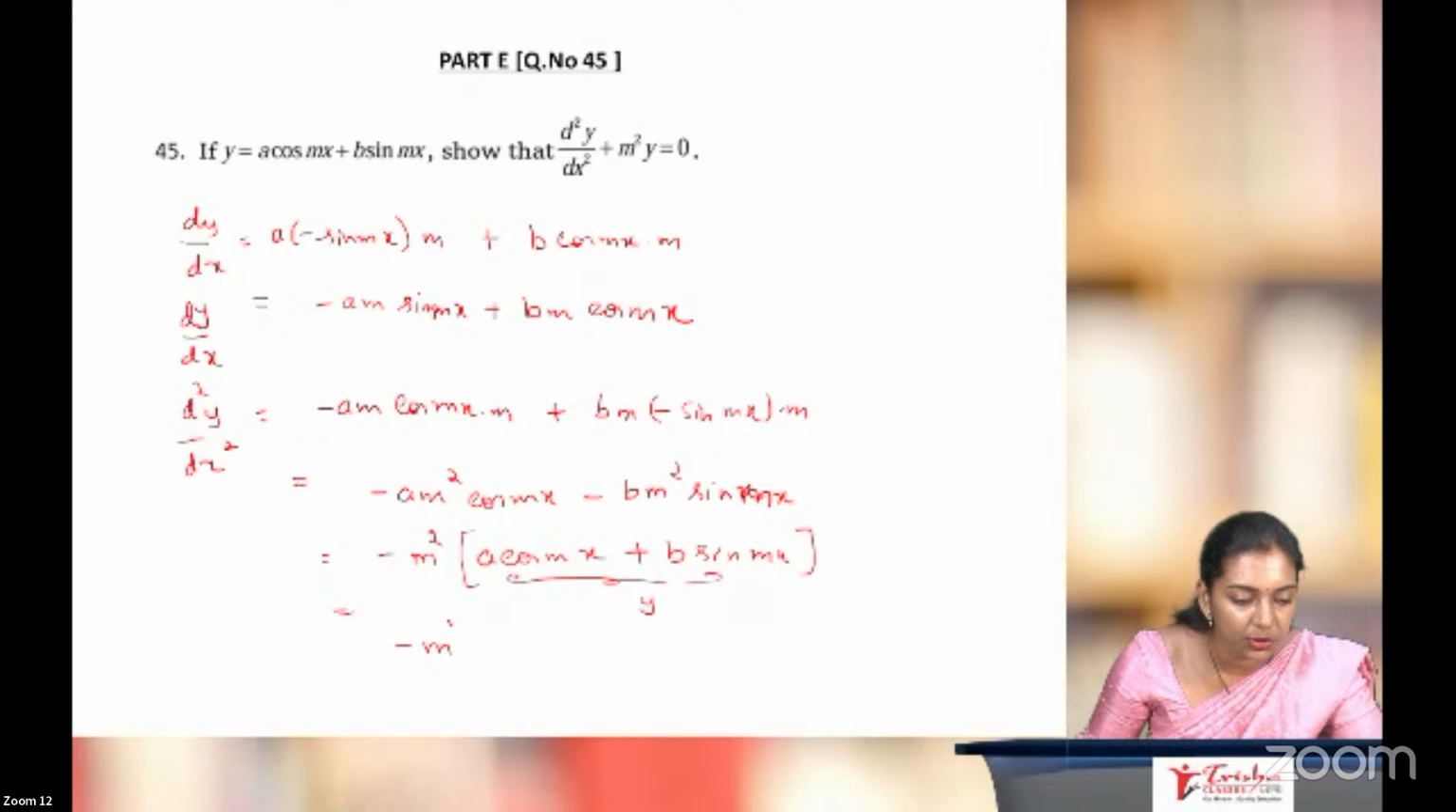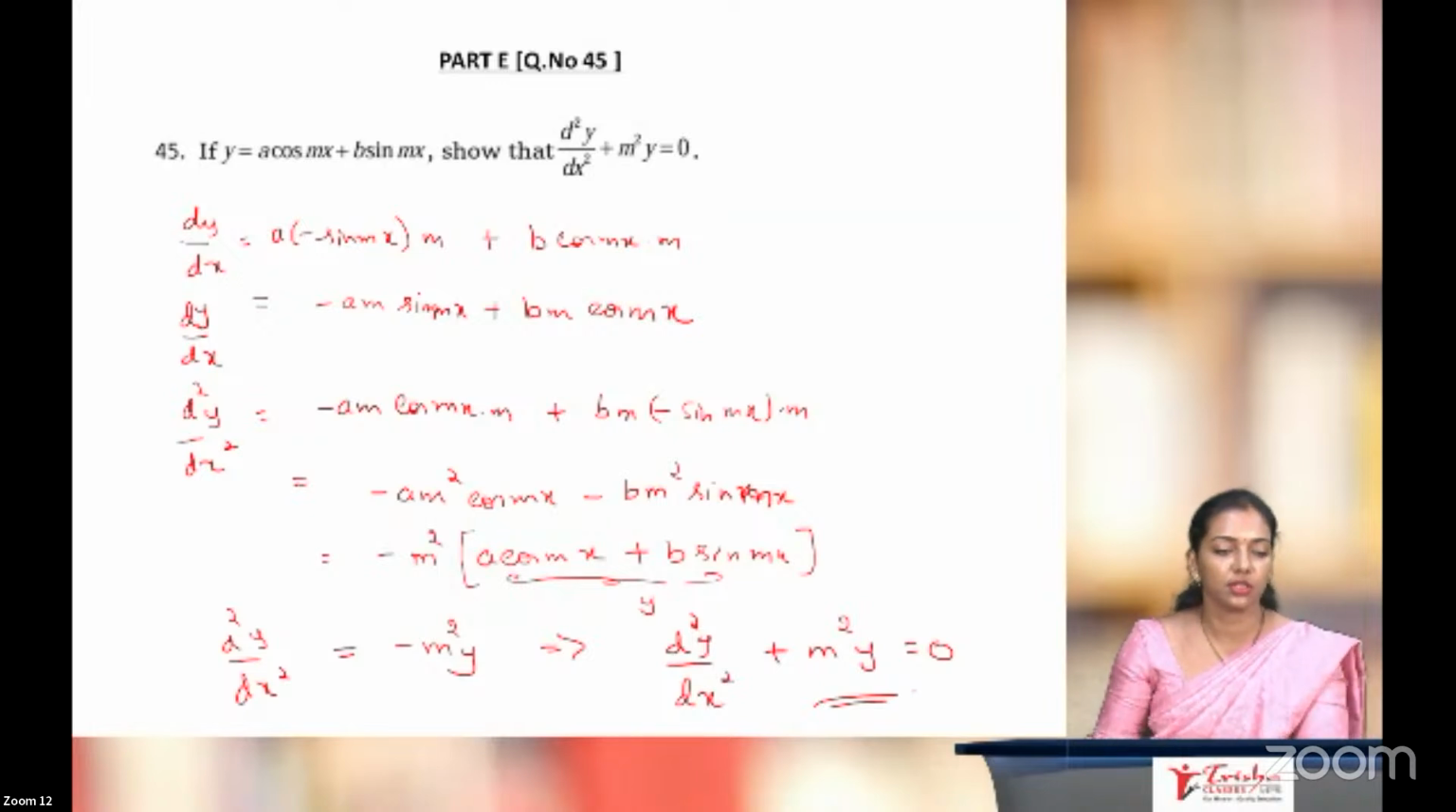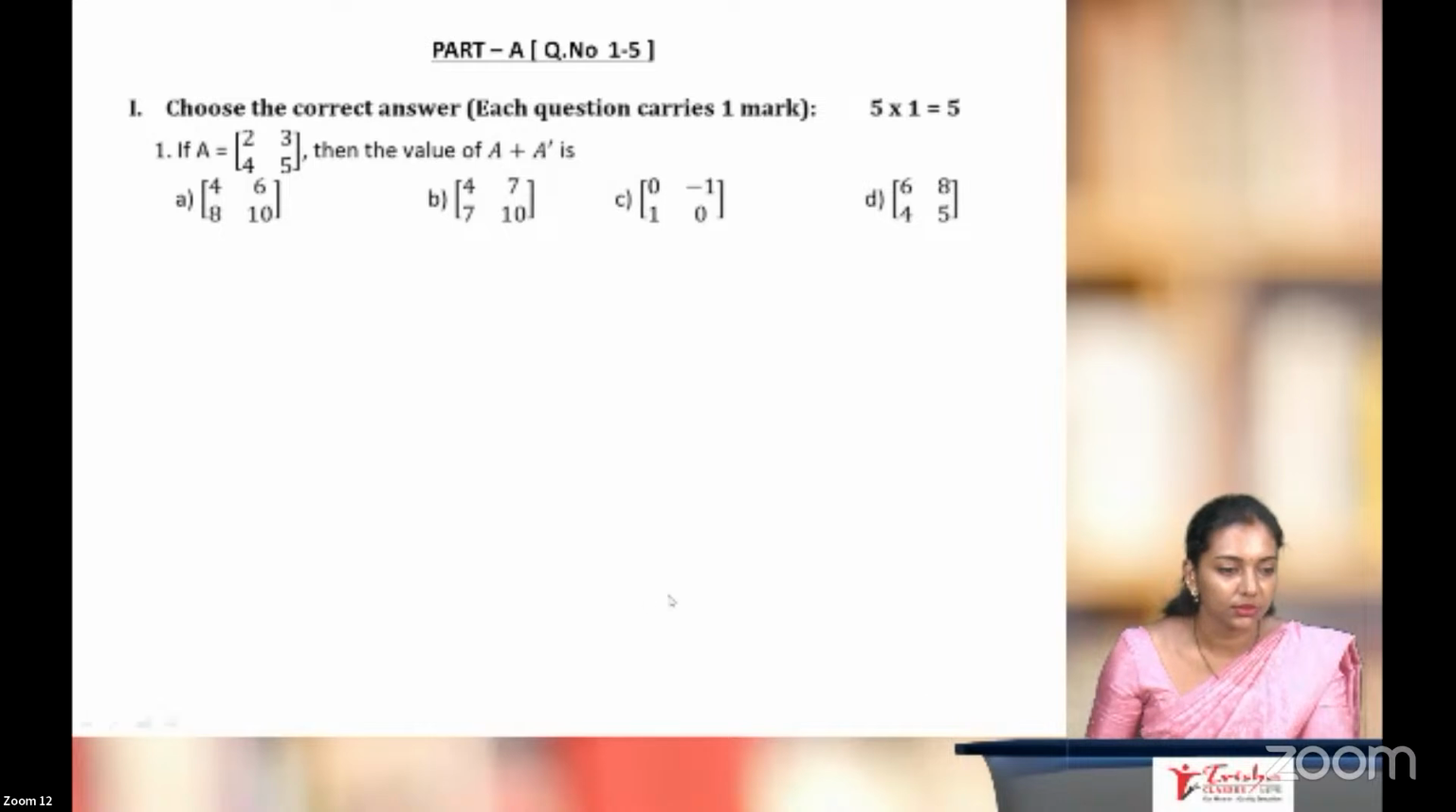So minus m square y. Or it is d square y by dx square equal to minus m square y. Or you can take the term to the left hand side. This implies d square y by dx square plus m square y equal to 0. So this is a sure 5 marks question you can expect. Okay. Next.